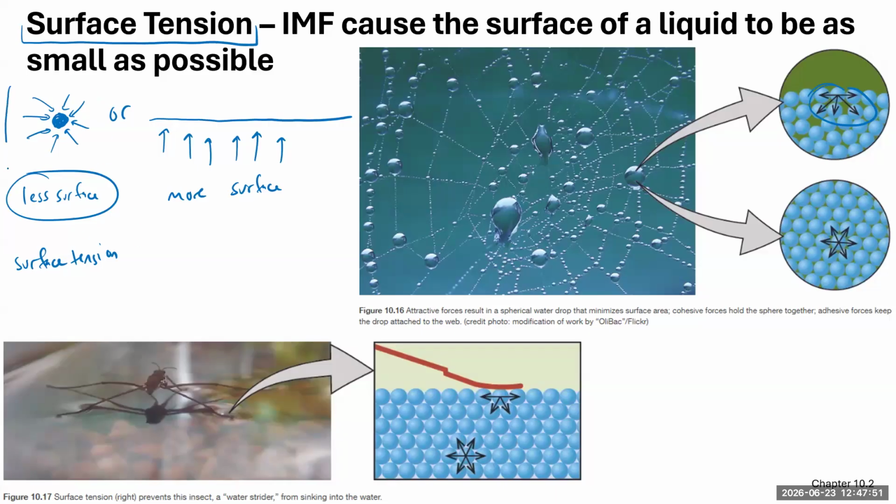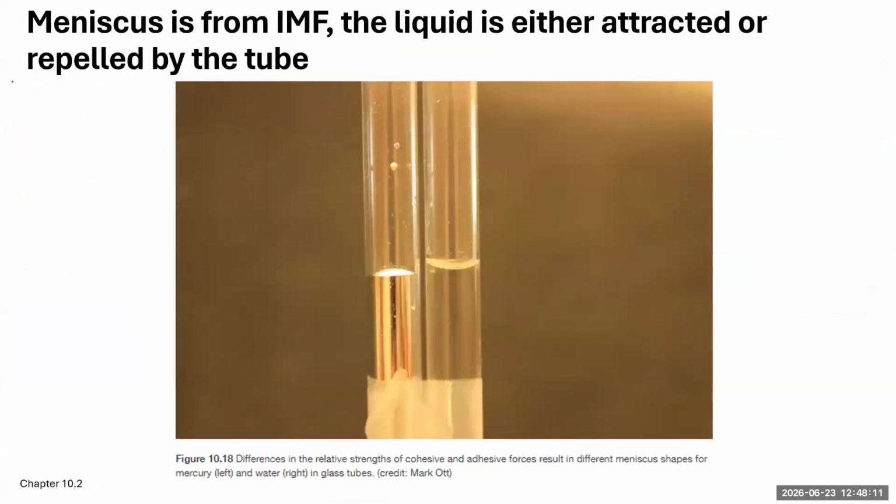It wants to be, and I say want, water doesn't really want anything, but let's give it some personality. Let's say it always wants less surface area, so it tightens up and balls up because it's trying to achieve the smallest surface area possible. All right.